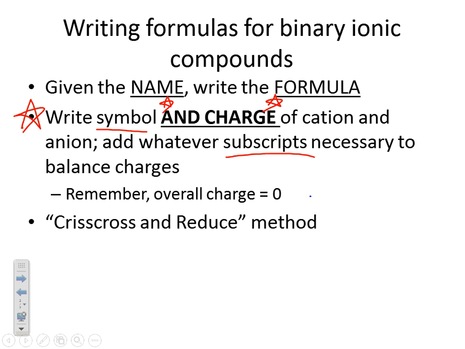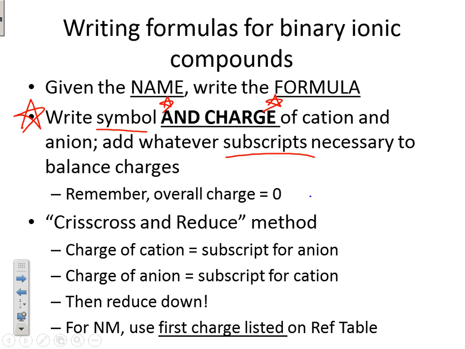In the crisscross and reduce method, you take the charge of the cation and turn it into the subscript for the anion. There's no plus or minus sign, you lose that, you just take the number. So if it was +1 for the cation, the subscript for the anion would be just 1. Then you do the opposite: you take the charge of the anion, let's say -2, and make it the subscript for the cation. So it would just be 2, with no plus or minus. Those become your subscripts. Then you look at your subscripts, and if you can reduce them down, you do. And there you go, that's your formula. Check to make sure your charge is balanced.